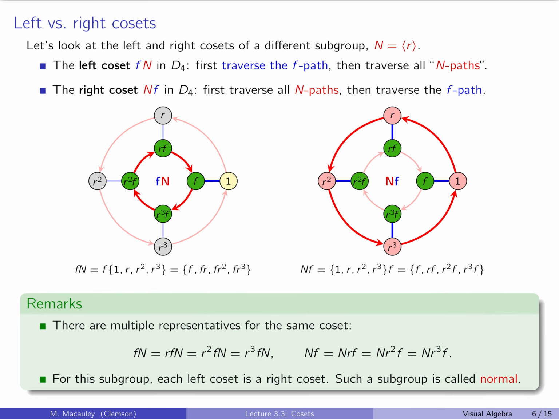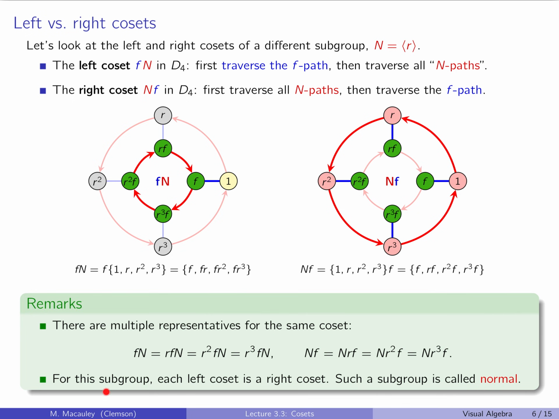Analogously, for right cosets, it doesn't matter which node you do after the N paths. So this is a little bit less clear, but hopefully it's believable that NF will get you in here, and NRF means from each of these do red, blue, and then NR squared F means from each of these nodes do red, red, blue, and then NR cubed F. All four of these representatives define the same coset.